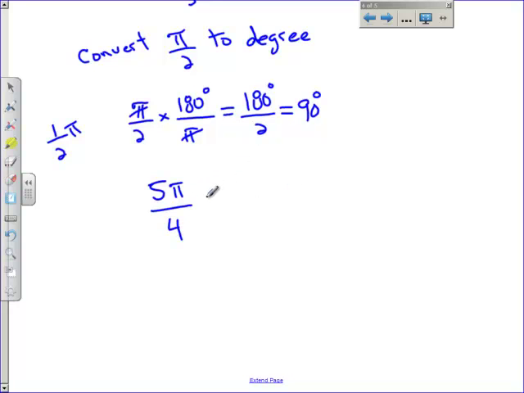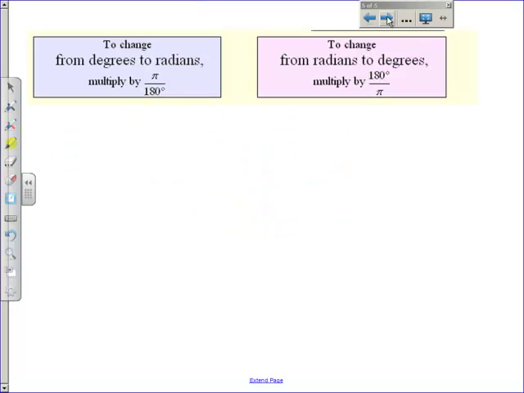The way we're going to do this is we're going to multiply by 180 degrees for every pi radians. We're going to cancel those pi's. 4 goes into 180 45 times. And so we just have to do 5 times 45, and that works out to be 225 degrees. So in closing, if you want to go from degrees to radians, multiply by pi over 180. To go from radians to degrees, multiply by 180 over pi.